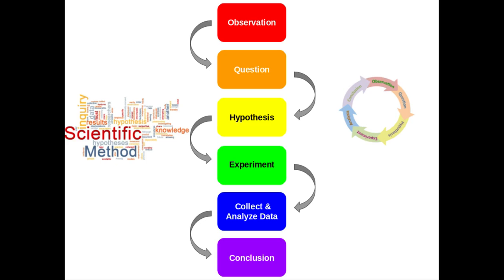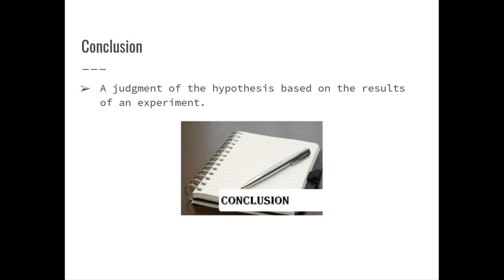And lastly, we conclude about our hypothesis. So you're making a conclusion based upon whether the data supports or refutes your hypothesis. So it is basically a judgment of the hypothesis. We're checking back on our educated guess to find out if this is the correct answer. So I'm going to show you a quick example of how to use the scientific method.